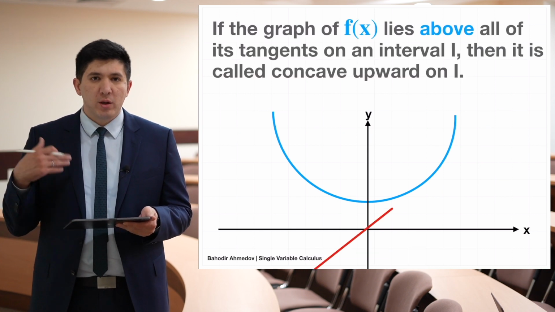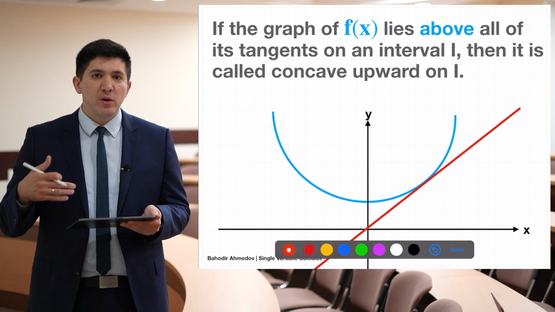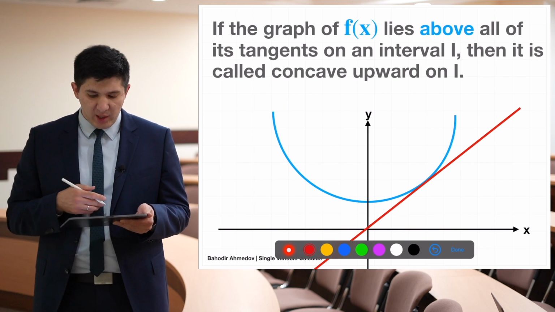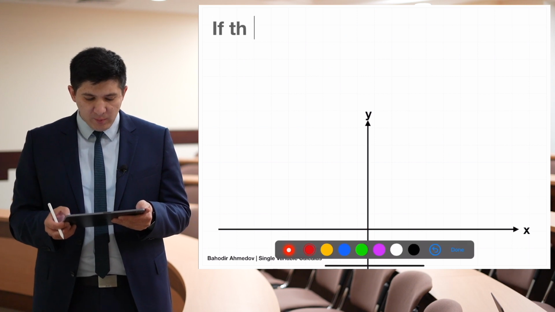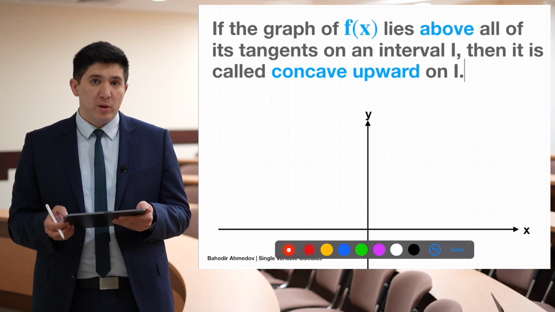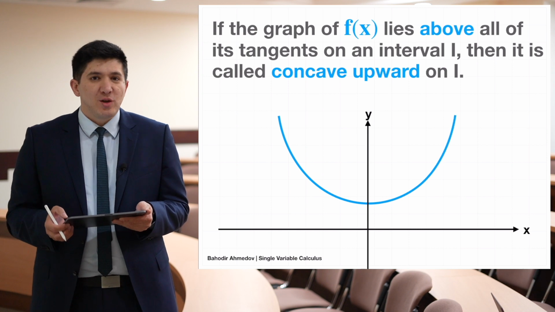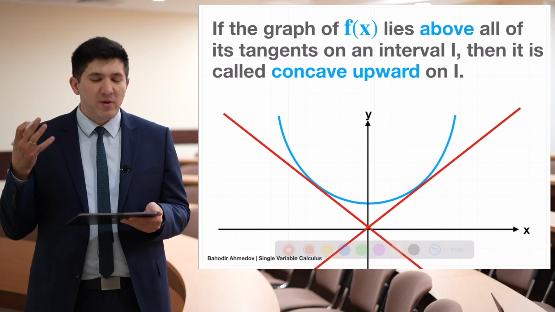The curve is called concave upward if it is above all of its tangent lines. For example, I can draw the tangent line here or at any other point. For all of these points, the curve is going to be above them. That is why it is called concave upward.